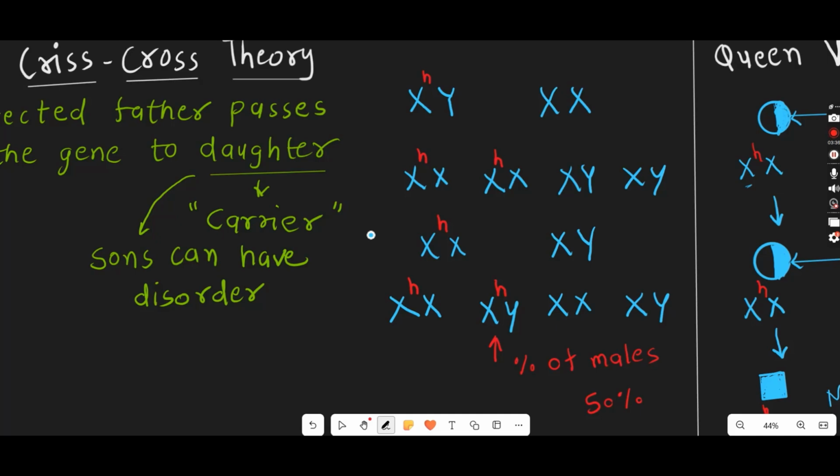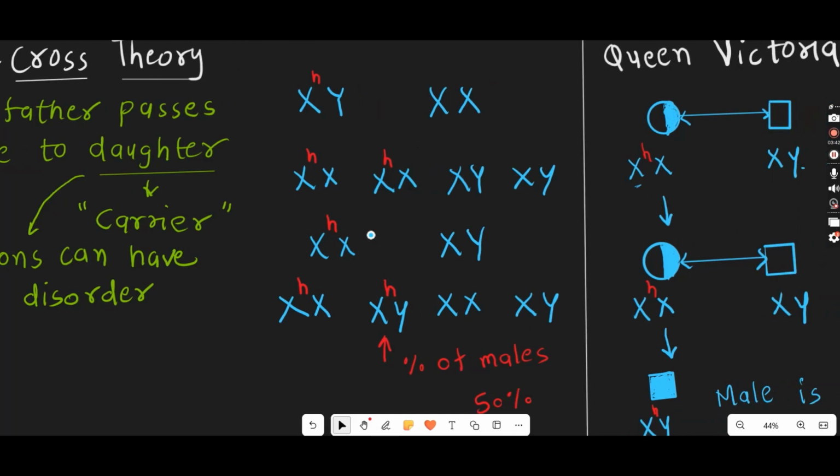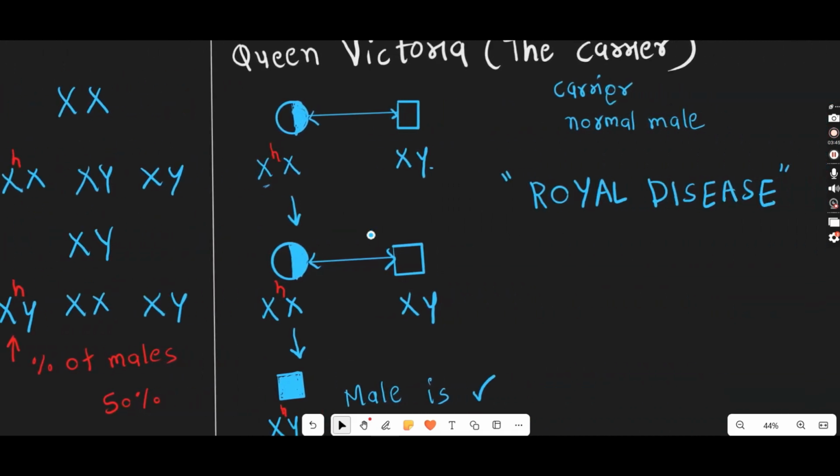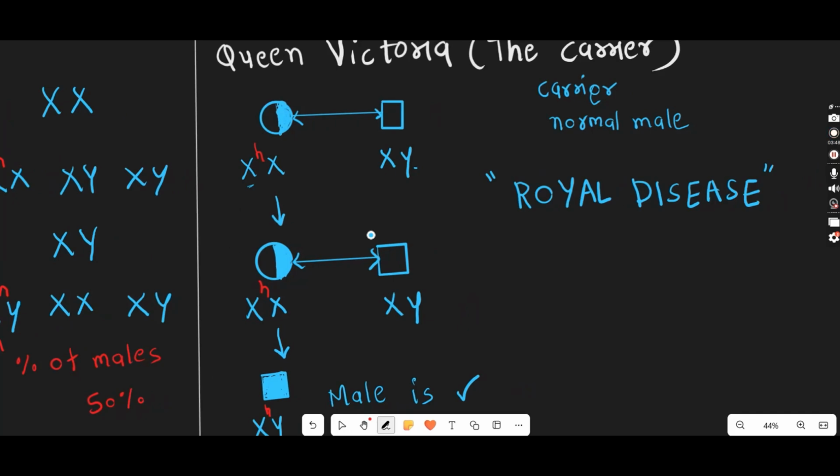Correct? Now, let's look at another famous example, Queen Victoria. So now, the half-filled circle is a carrier. The square is a normal male. And the fully filled square is a hemophilic male. So let's look at this. Queen Victoria was a carrier. That means she had one of these H genes, X^H X, and the normal male is XY.